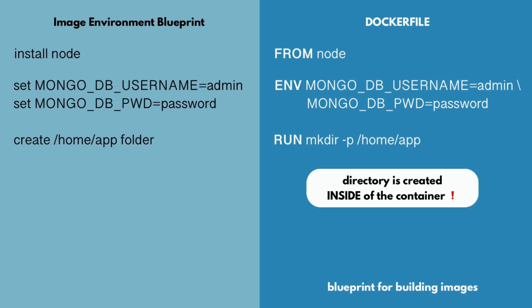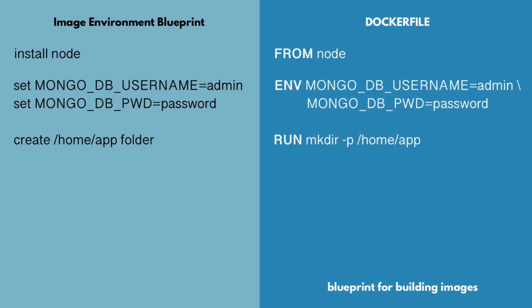So when I start a container from this image, the /home/app directory will be created inside of the container and not on my laptop, not on the host. So all these commands that you have in Dockerfile will apply to the container environment. None of them will be affecting my host environment or my laptop environment. So with RUN, basically you can execute any Linux commands that you want.